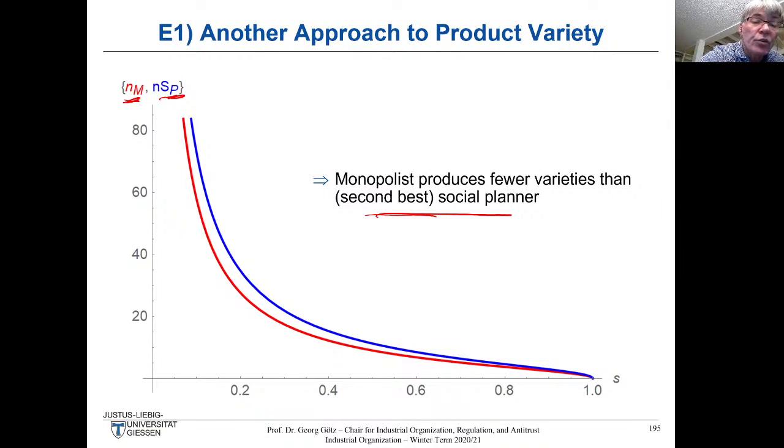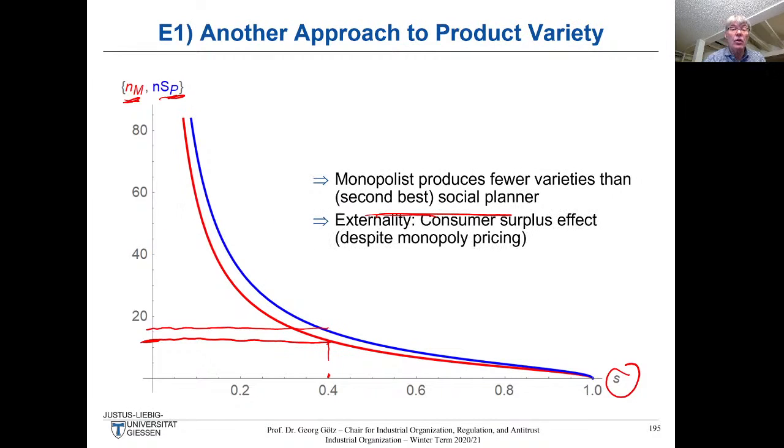You see, if you, for instance, have this substitution or differentiation parameter of 0.4, then it's clear that the monopolist will produce about 12 units, and the social planner would choose 5 more. So here you get the opposite result. Here you get the result that the monopolist underinvests in product variety.